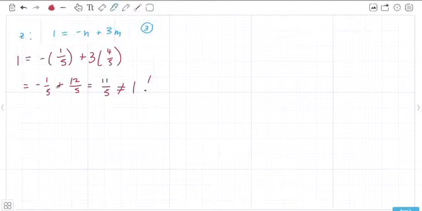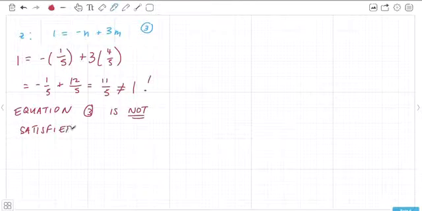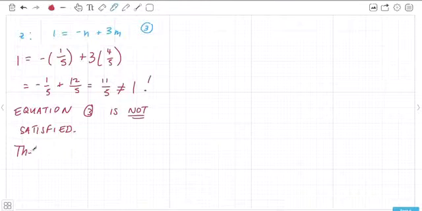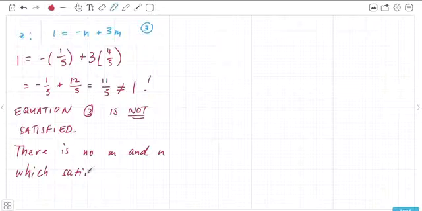So this last equation, equation 3 I should say, is not satisfied. And as a result of that, that means that the m and the n here, even though they satisfy the first two equations, they don't work for the third. So there exists no m and n that satisfies all three. There is no m and n which satisfies our original question, which was C equals Na plus Mb.